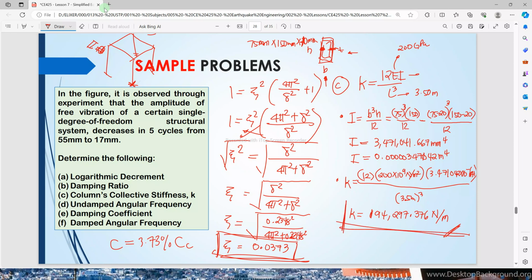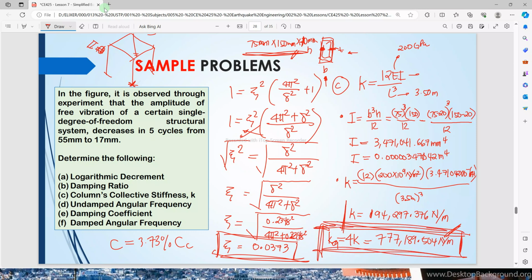But it asks for the collective stiffness. So I forgot to indicate that this is for one column, and since there are 4 columns, the collective stiffness is equal to 4K, or our K equivalent. So just multiply that by 4, then we'll have a collective stiffness equal to 777,189.504 Newton per meter. So this is the collective stiffness of the system.